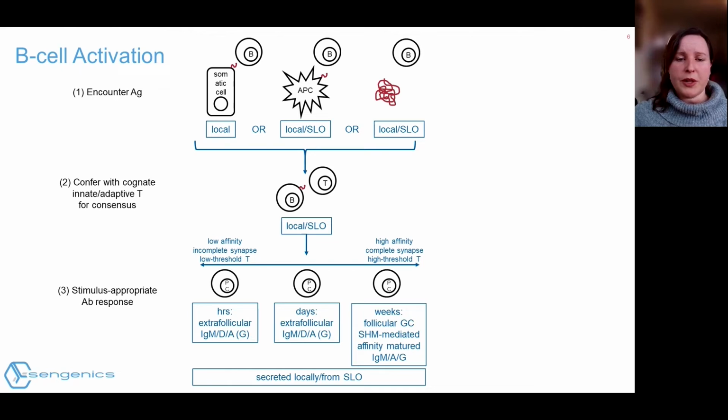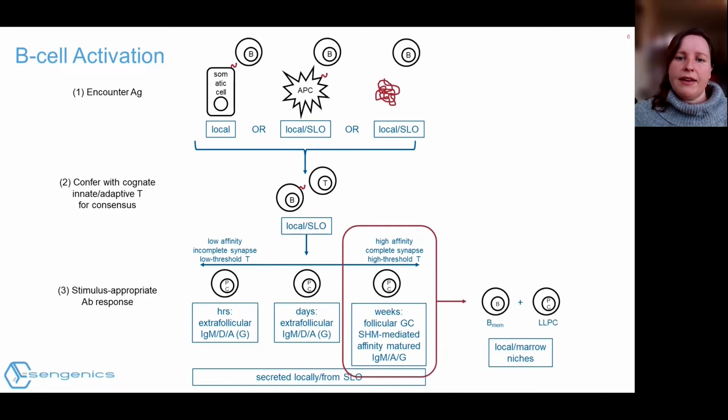However, in all responses, within hours, your B cells will start producing relatively low affinity antibodies of various isotypes outside of the B cell follicles. Within days, B cells will start producing moderate affinity antibodies of various isotypes, also produced outside of the B cell follicle. And within weeks, B cells that have entered the follicular germinal center and undergone somatic hypermutation-mediated affinity maturation will start producing high affinity antibodies of various isotypes. These antibodies can be secreted either in local tissues or again in secondary lymphoid organs.